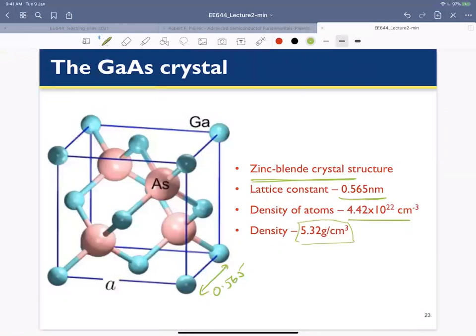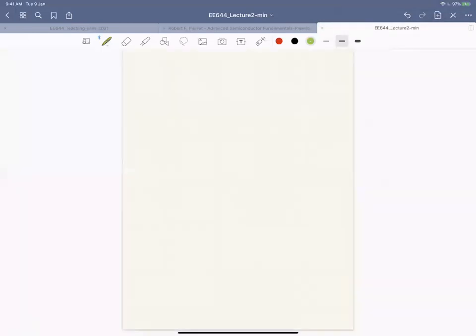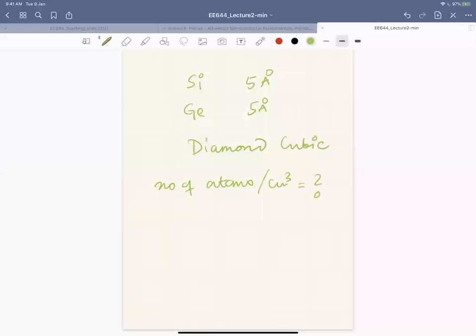So let me ask you a question here, right? Let's say silicon has a lattice constant of 5 angstrom. Germanium also has a lattice constant of 5 angstrom, for example, and both are diamond cubic structures. So will the number of atoms per centimeter cube be the same for both or different? Will it be the same or different?